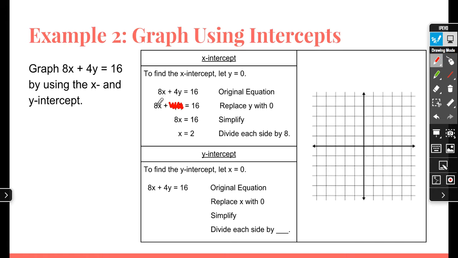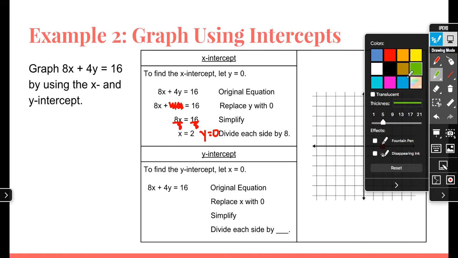So I'm left with 8x equals 16. So I can really cover up my y value and figure out what I would need to make 8x equals 16. So I'll divide each side by 8. And whenever I do that, I find that x is 2. So remember, this is just the x-intercept. I put y equals 0 into the equation. So my coordinate is (2, 0). So if I plot that, x-intercept goes on the x-axis. And so I have one of my 2 points that I need in order to graph it.